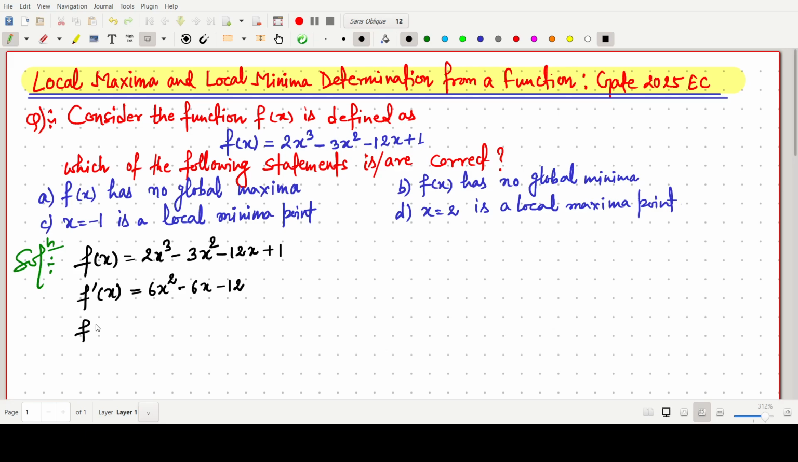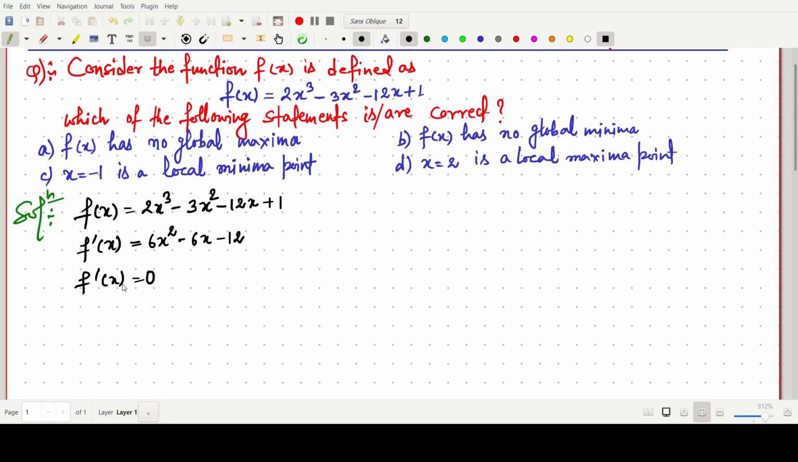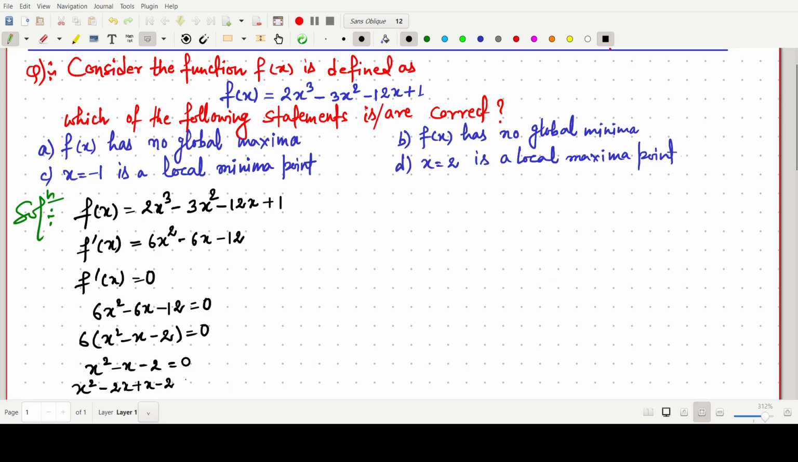Then the next step is to set f'(x) equal to 0. So we write 6x^2 - 6x - 12 = 0. Take 6 common: x^2 - x - 2 = 0. In general we can write x^2 - x - 2 = 0. Then one more line: x^2 - 2x + x - 2 = 0.